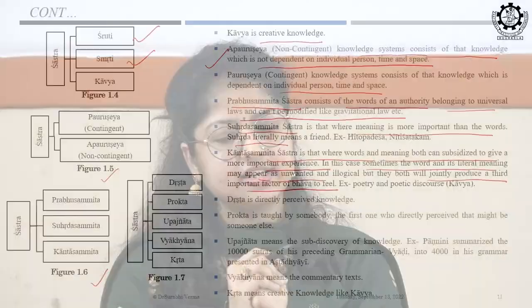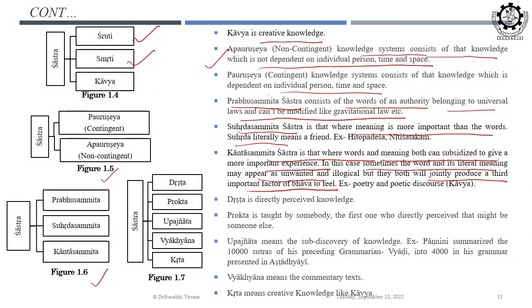This is Kanta Samhita. So, the third type of possible way of teaching something or giving some kind of advice to someone, that is also a style of the Shastra, that is Kanta Samhita Shastra. Now, the last figure 1.7 is showing us the classifications. Very quickly we will go through that.